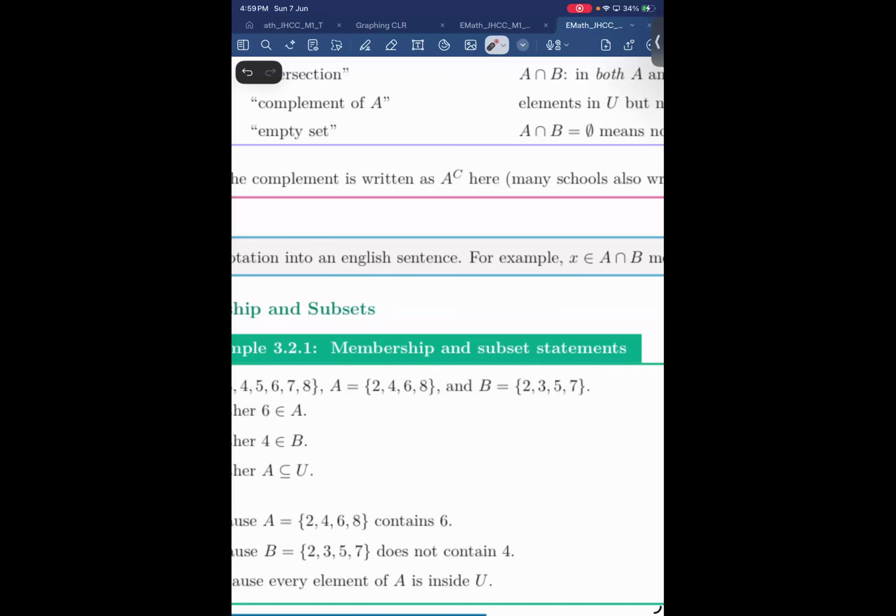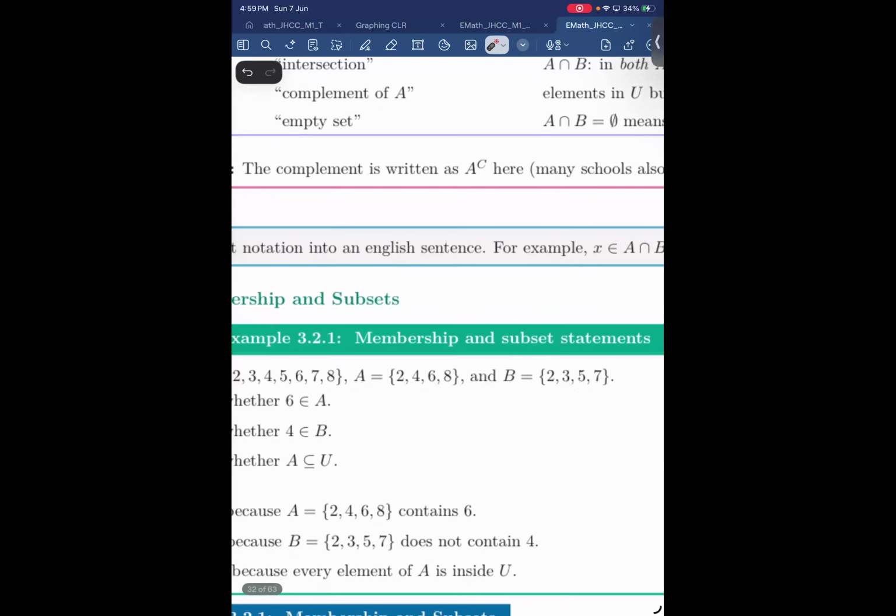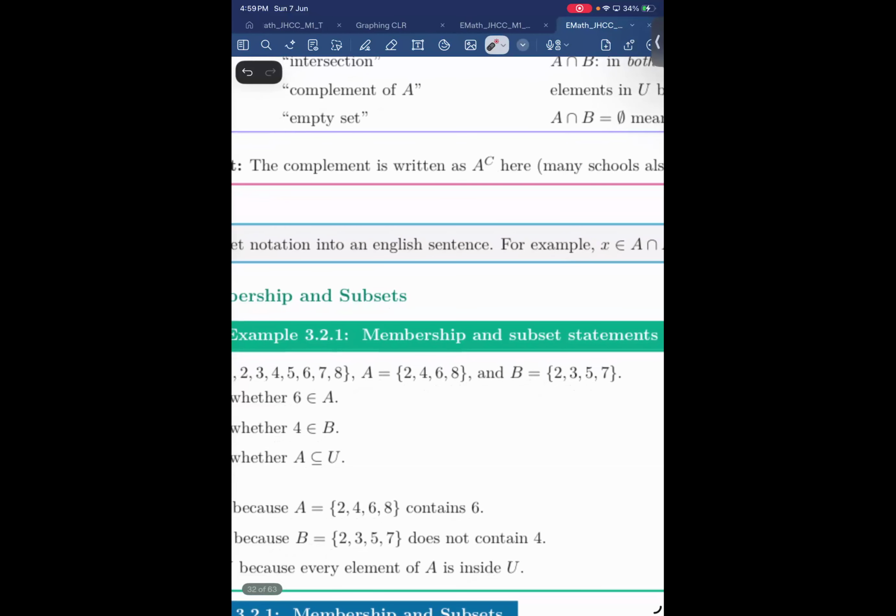Then state whether A is a subset of the universal set. That means every element of A must belong to the universal set. That's always going to be true. It's not possible to have a set that has things that are not in the universal set. But anyway, you can check. 2 is inside the universal set, 4 inside, 6 inside, 8 inside. So A is a subset of U.